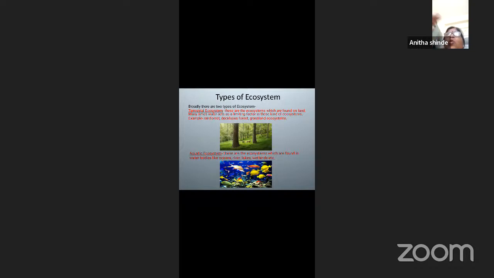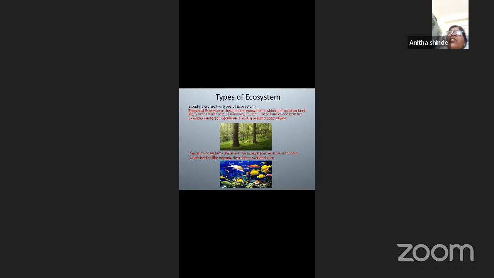Natural ones are totally natural, whereas the artificial ones are man-made. So basically speaking, we can divide the ecosystem into two categories. One is terrestrial as well as aquatic, and the other classification is the artificial ecosystem as well as the natural ecosystem. So all these together, the terrestrial ecosystem and aquatic ecosystem that we are talking about, we can consider them all under natural.